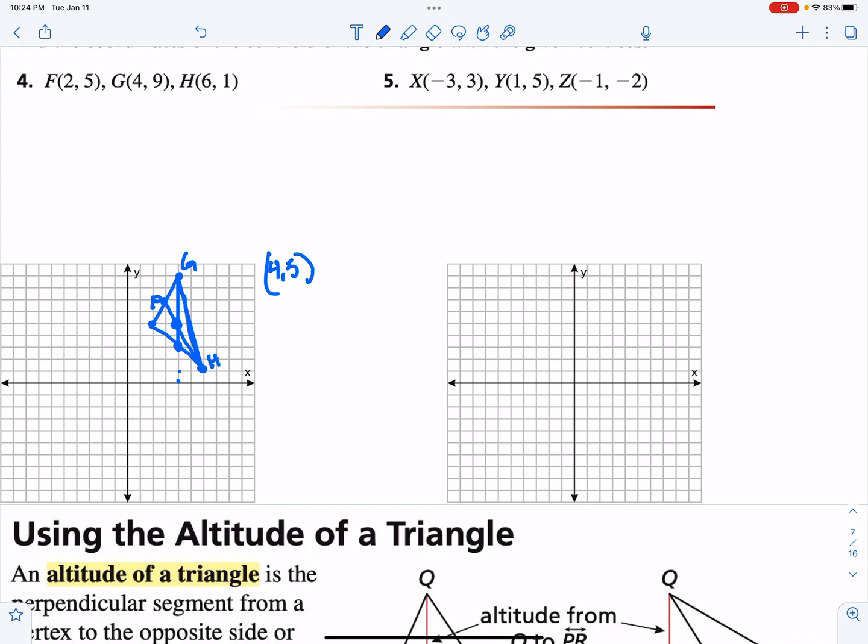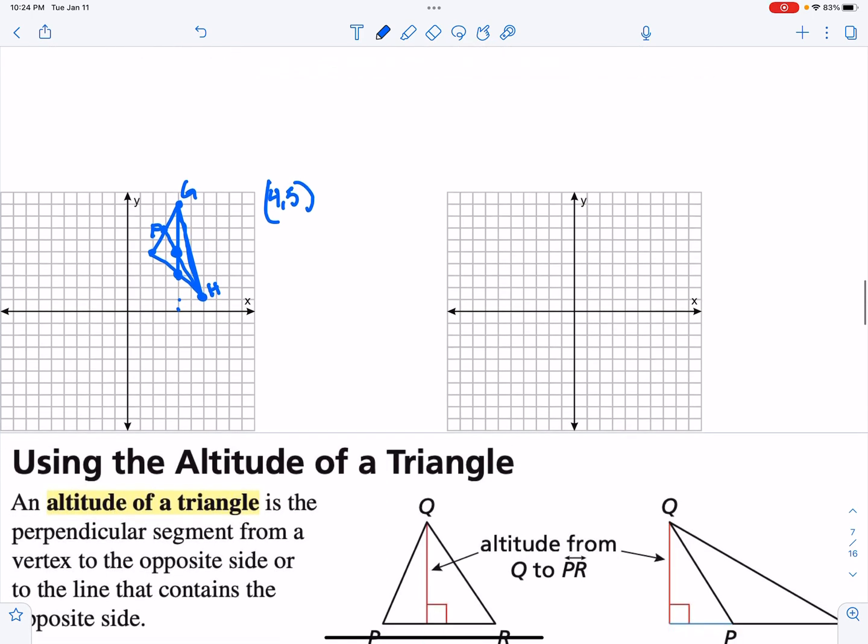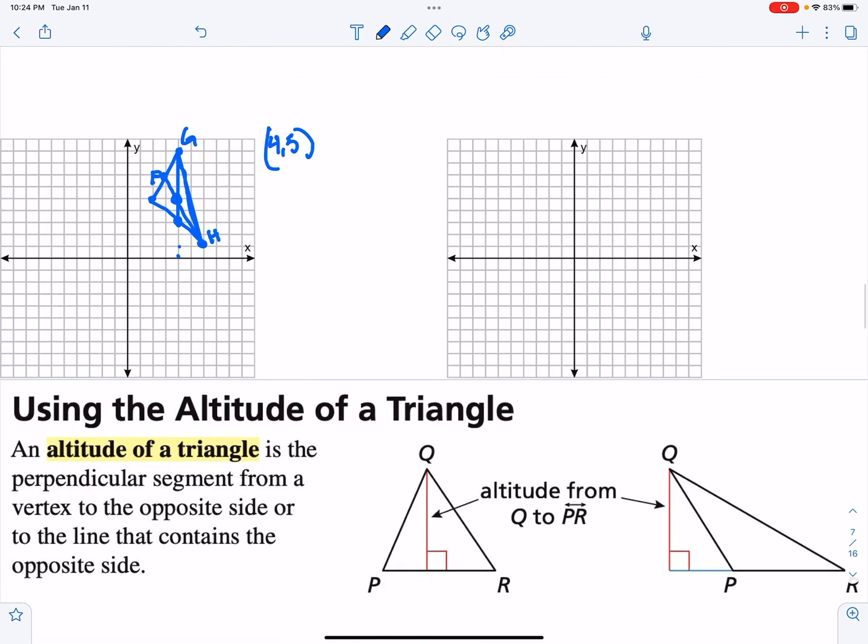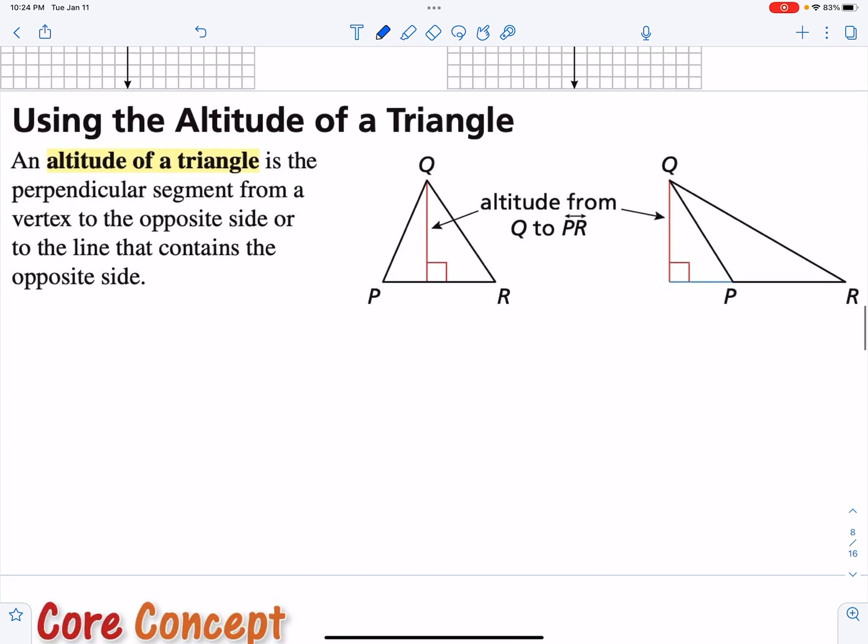For the sake of keeping the video short, I'm going to go ahead and skip the next one. You guys can ask about that one in class, and I'd be happy to show you the next one. Using the altitude of a triangle, we are going to construct our next one. Now, the altitude is the height of a triangle.